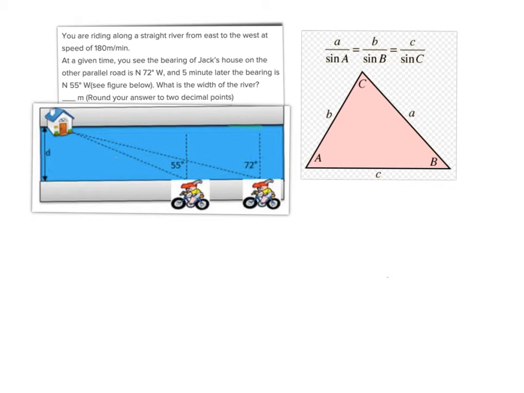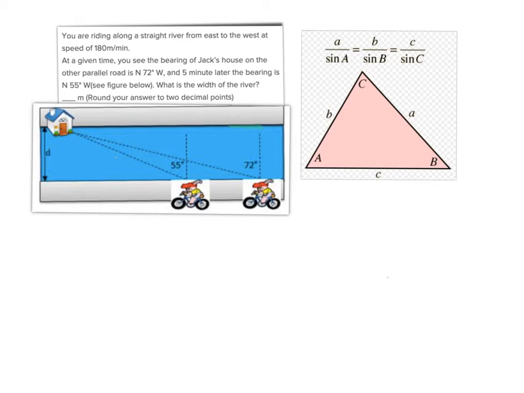If you take a minute and read the prompt, it says you're riding along a straight river at a speed of 180 meters per minute. At a given time, you see the bearing of Jack's house on the other parallel road is north 72 degrees west, and 5 minutes later, the bearing is north 55 degrees west, and you see the figure below. What is the width of the river? So what they're asking us to find is this distance right here.